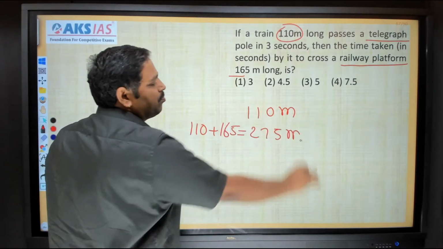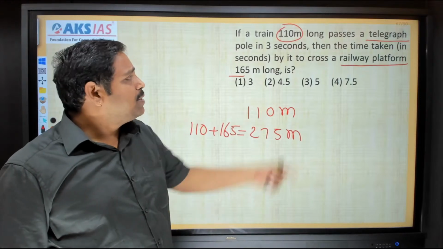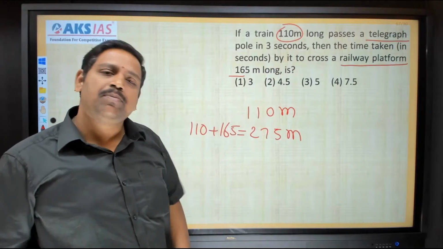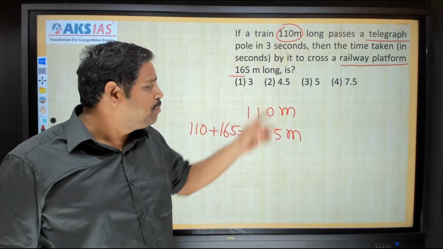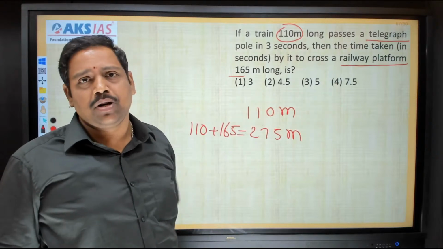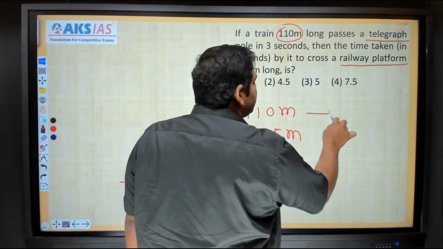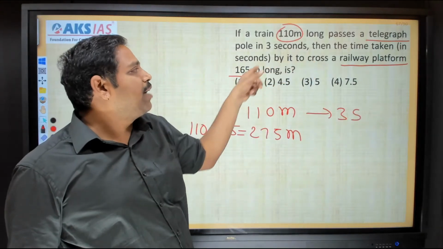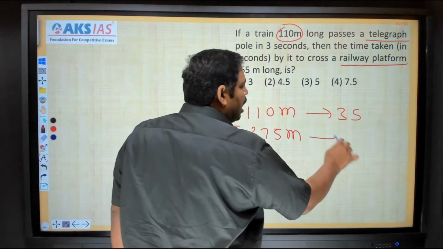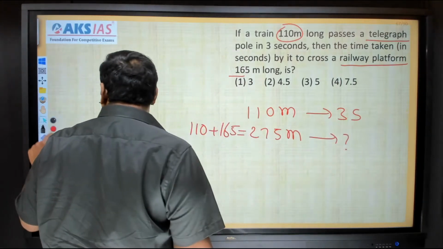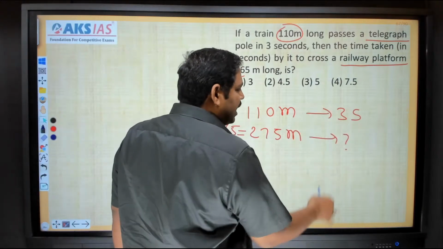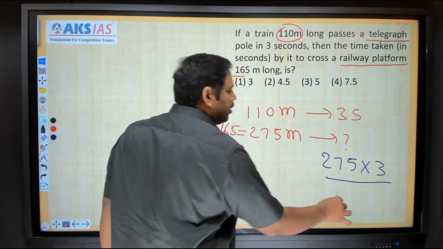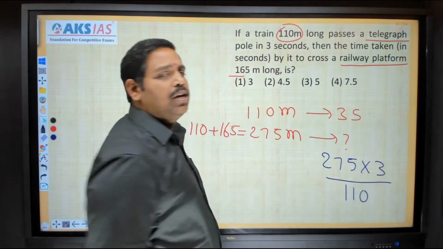As we know, speed is constant because he has not mentioned that speed was changed. Speed is constant means distance and time are in direct proportion. Here how much time has it taken? Just 3 seconds. Now what he is asking is the time taken. Since these two are in direct proportion, I can cross multiply: 275 into 3 seconds by 110. Now let us simplify, you will get the answer directly.